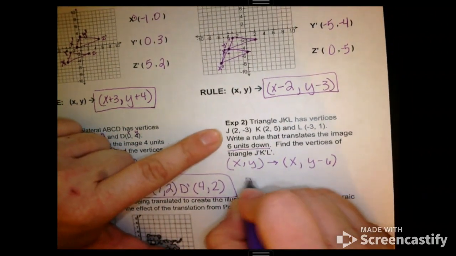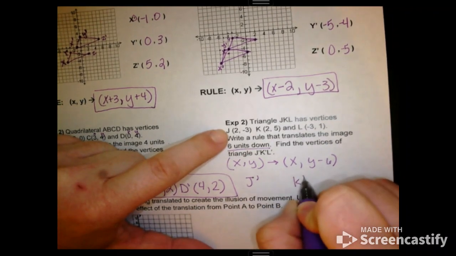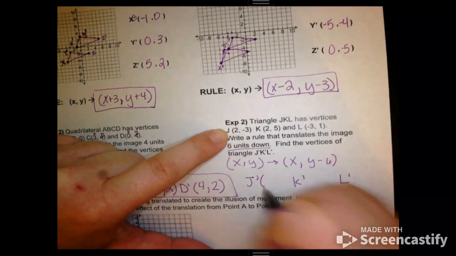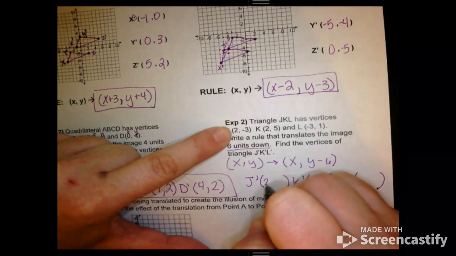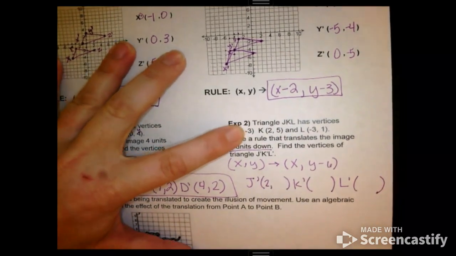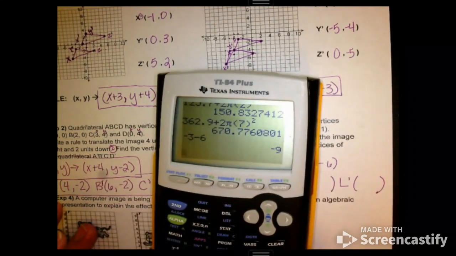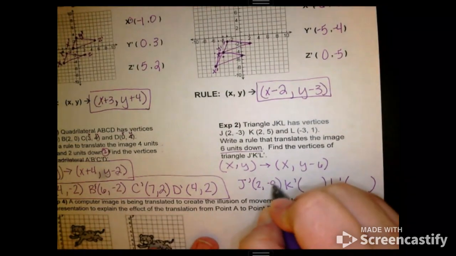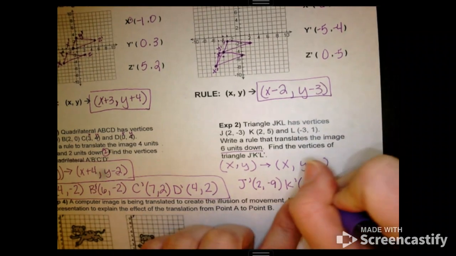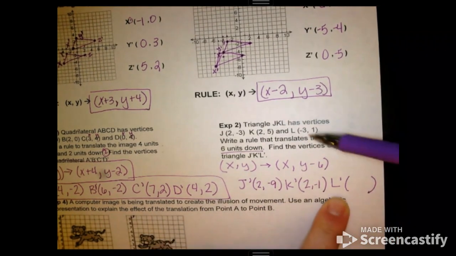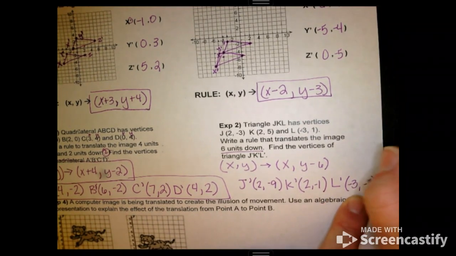So in all of my new vertices, all right, my J prime, my K prime, and my L prime, is my x going to change at all? No. All right, so the x stays the same. All right, so if you're bad at negatives and I have negative 3 minus 6, plug it into your calculator. What's negative 3 minus 6? Negative 9. All right, so then I have 5 minus 6. Negative 1. So 2, negative 1. All right, so I have negative 3 stays the same. And then 1 minus 6. Negative 5.